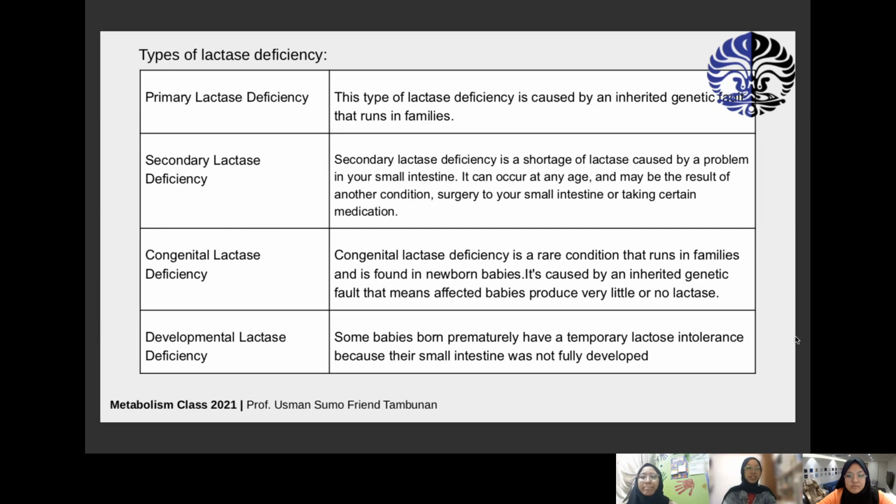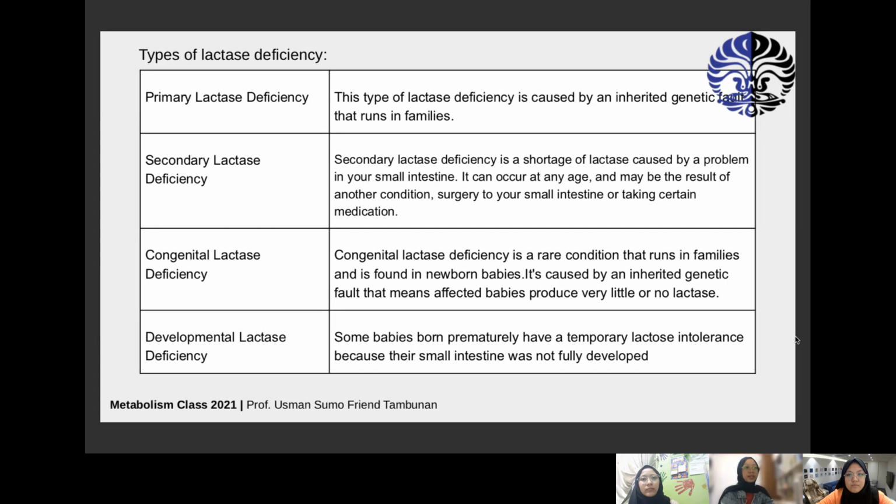The third type is congenital lactase deficiency. Congenital lactase deficiency is a rare condition that runs in families and is found in newborn babies. It's caused by an inherited genetic fault that means affected babies produce very little or no lactase. This means both parents must have a copy of the faulty gene to pass on the condition.